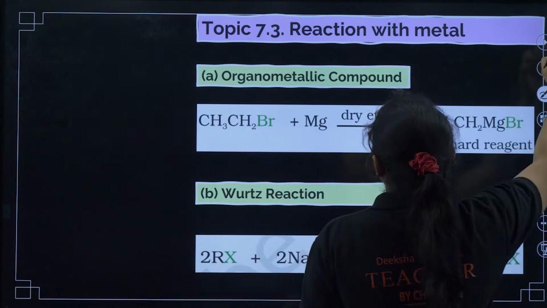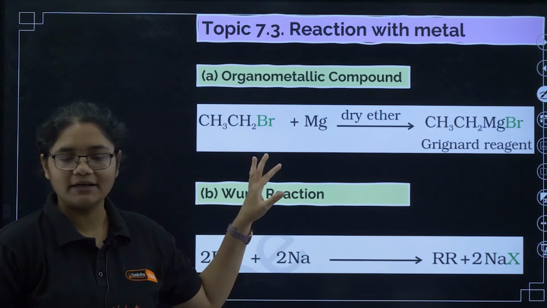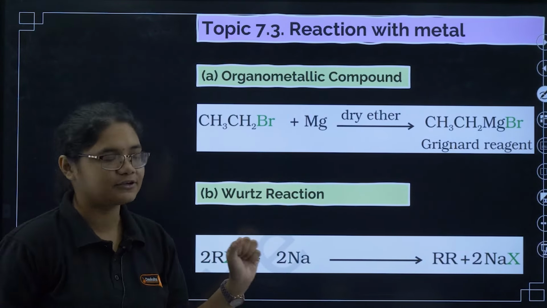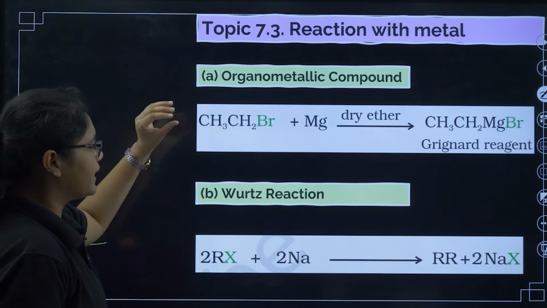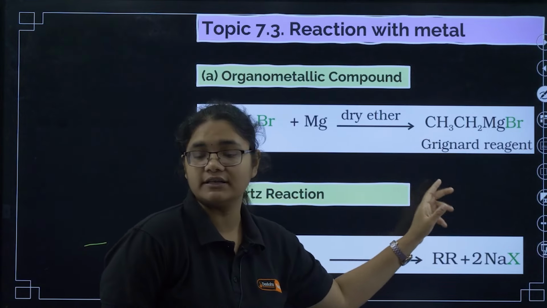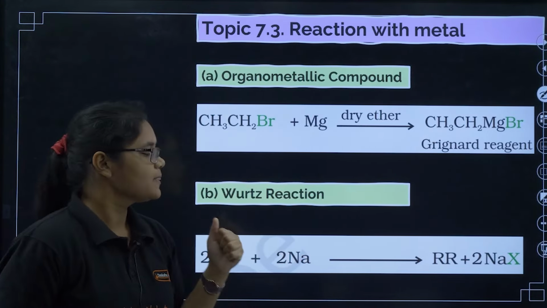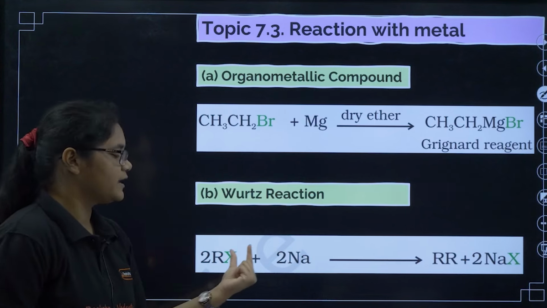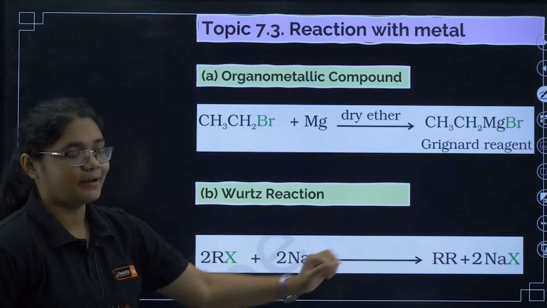Now let's move forward to the reaction with metals. So here we have one, organometallic reactions, and another, Wurtz reaction. For the organometallic reaction, just take a haloalkane and take Mg, then you will get RMgBr, and this is called a Grignard reagent, a very important reagent in organic chemistry. Now we have Wurtz reaction. If you take RX and Na, what will happen? You will get R-R plus NaX.